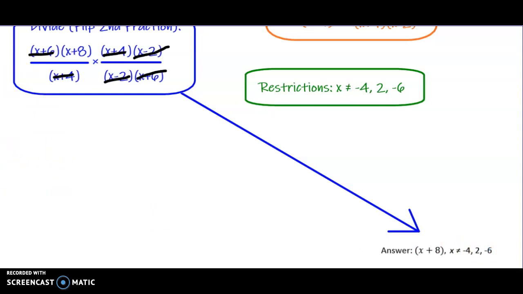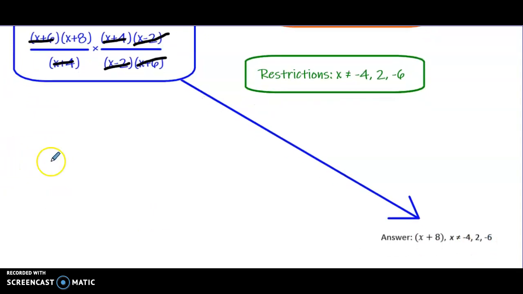That is all for simplifying, multiplying, and dividing rational functions. The big thing to remember is you can only cancel out factors, which means things that are multiplied. And you must always state your restrictions because the denominator can never be 0.